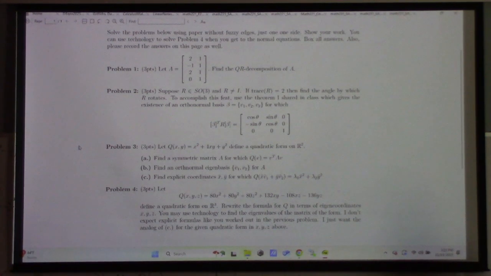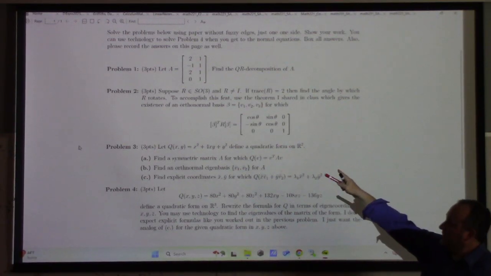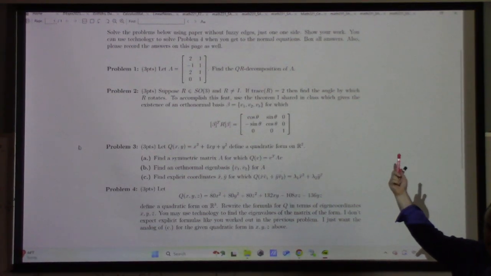Rats. But so to find the QR decomposition, go back to what we did in class, right? You just need to orthonormalize the columns and use that to build the QR.